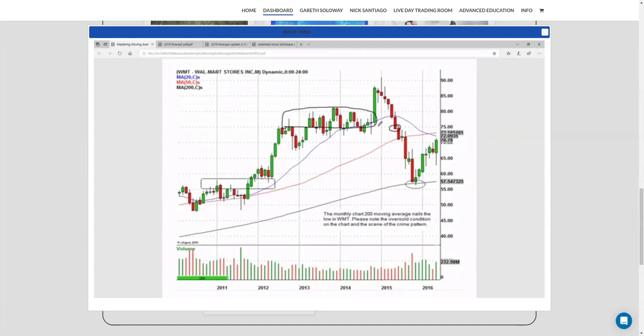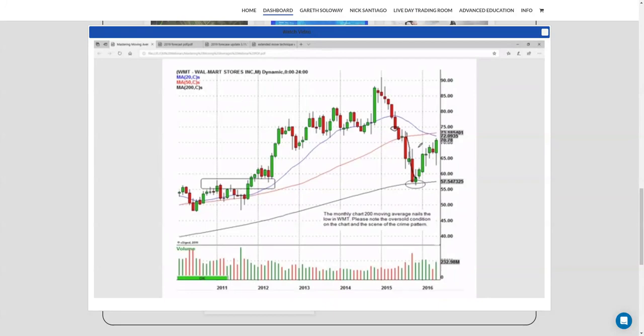That should not happen. Now, to pierce it and then close back above it, you like to see that, because that shook people out, and then you go right back up. But to see it close below there, see that? Right there, close below there, that's a sign of weakness. So you got down there, held for a month, and then boom.